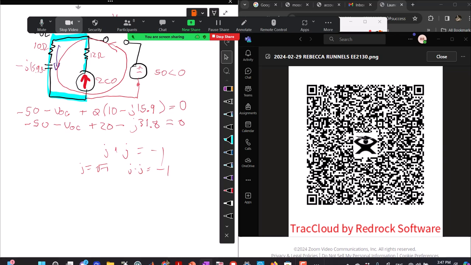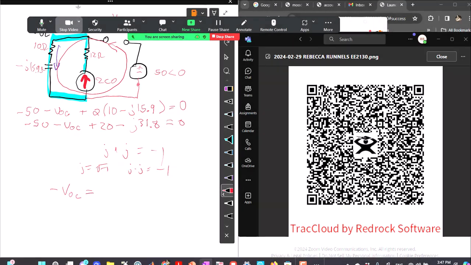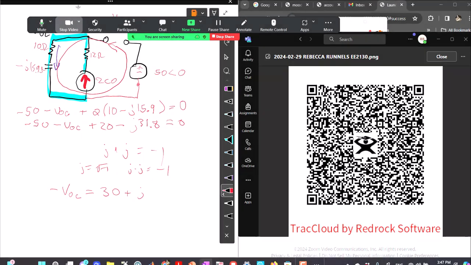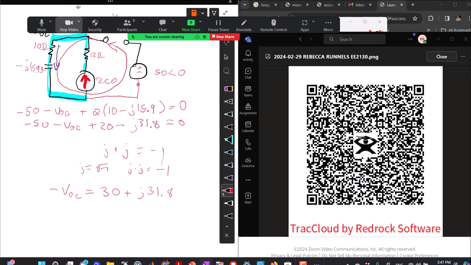All right, so now I'll take everything to the other side. So I have minus V open circuit equals, that's a minus 30, so when I add it, that's a plus 30 plus J 31.8. I think that's right. And so V open circuit equals minus 30 minus J 31.8. So did anybody see any problems with that?